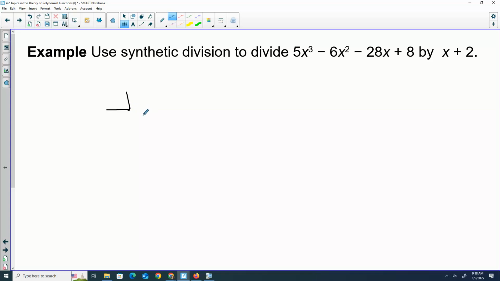So with synthetic division, it's a shorthand for division where we can basically ignore the variables for a minute. So look at what we're dividing by, x plus 2. What makes x plus 2 equal 0? So negative 2, right? That's the number that's going to go out here, so I'm going to put in negative 2. And then I'm going to put my coefficients. We have a 5, negative 6, negative 28, and positive 8.